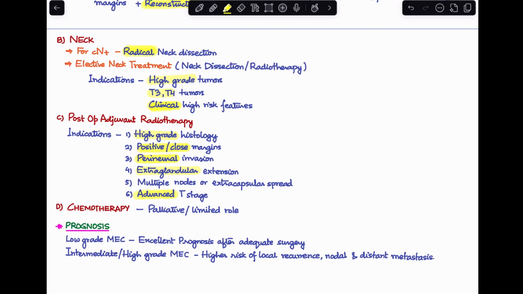Last option is chemotherapy, but chemotherapy has very, very limited roles. Maybe it has a little bit of a palliative role in the treatment of these tumors. That's all about the treatment.